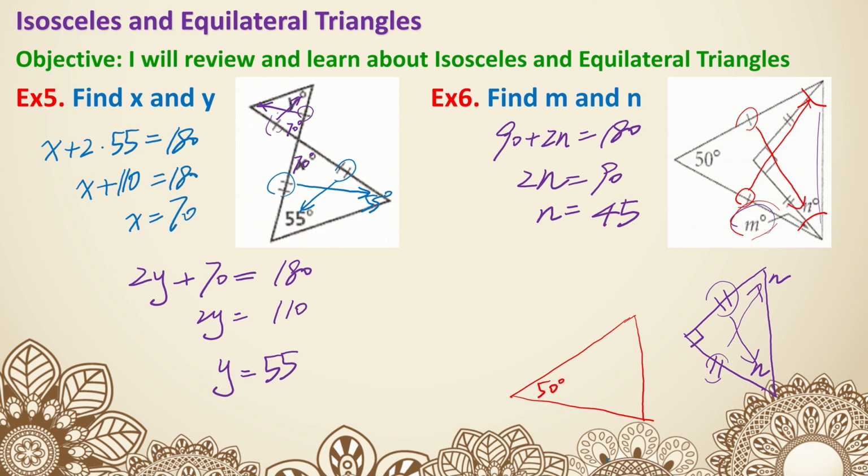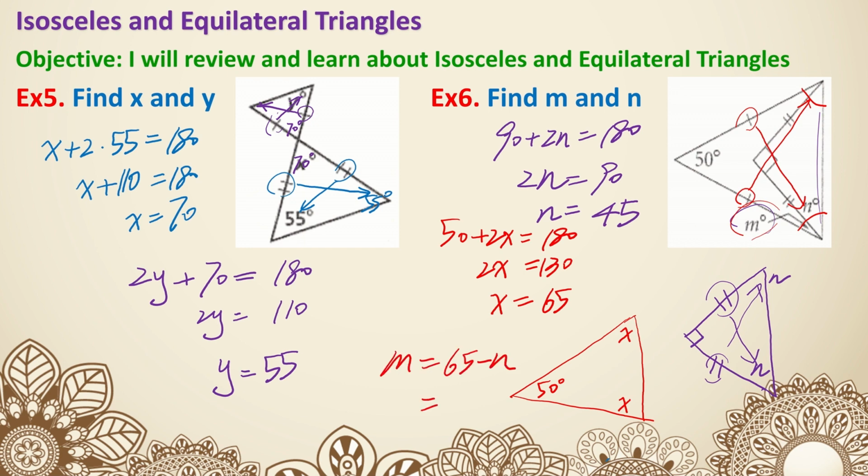So that's 50 degrees. Let's say these two angles are both x. Then 50 plus 2x equals 180. So 2x equals 130, which makes my x a 65-degree angle. And m is the 65 subtracting the n, which is actually 45. So that makes m a 20-degree angle.